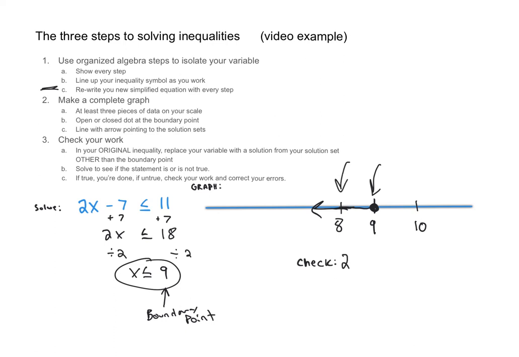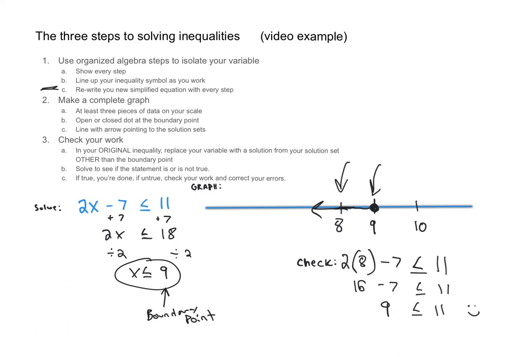So I'm going to say 2 times 8 minus 7 should be less than or equal to 11. Right? 2 times 8 is 16. 16 minus 7 should be less than or equal to 11. And indeed, 9 is less than or equal to 11. That means we did it right.